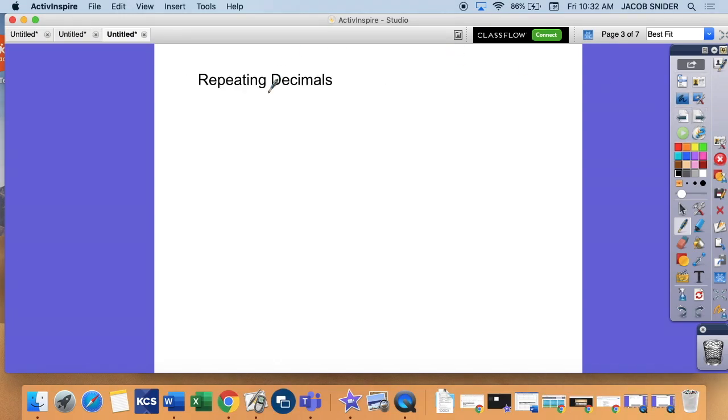Not too bad. We worked a lot with these yesterday. Repeating decimals. What does that look like? Well, repeating decimals are ones that repeat. Oh my gosh, that's amazing. All right, so for example, we got 0.11111... Or we can rewrite that as 0.1 with a line over it.